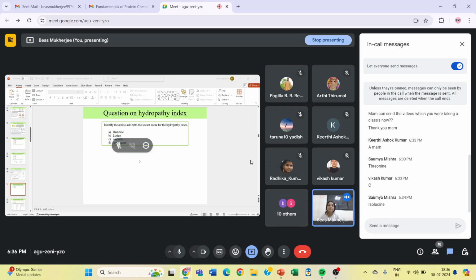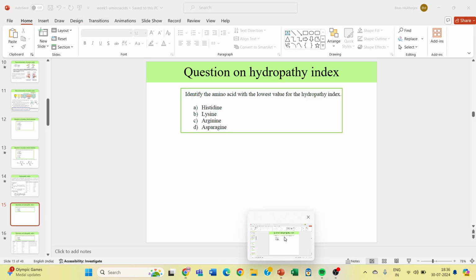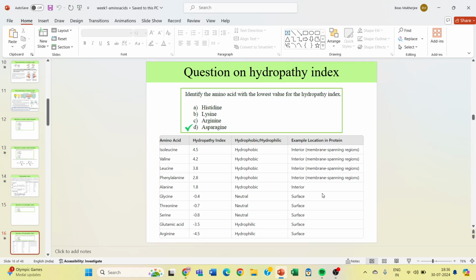Identify the amino acid with the lowest value for the hydropathy index. C, arginine. Very good. Yes. So it is negative and it is the least, right? So arginine is definitely the least. This is mostly present on the surface of the protein, right? See, as I was telling you, isoleucine and valine are mainly present in the membrane spanning regions of the proteins because they are highly hydrophobic.